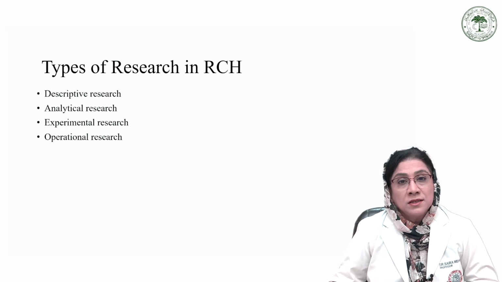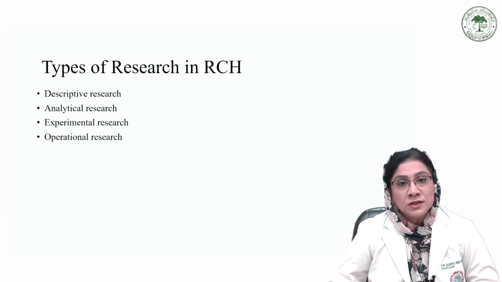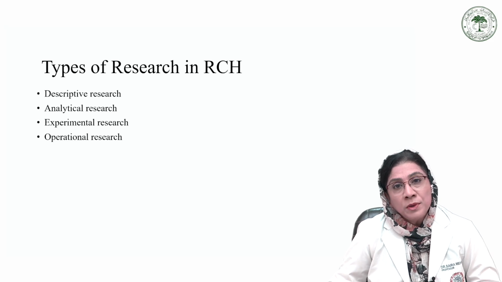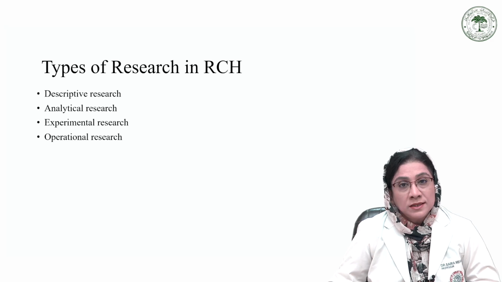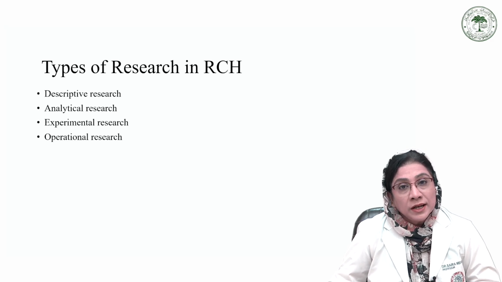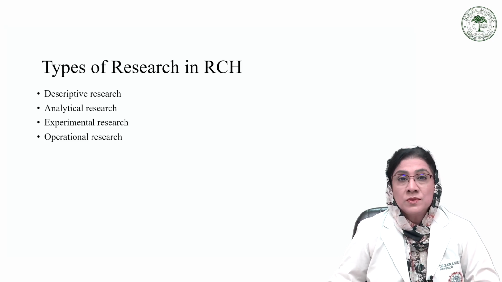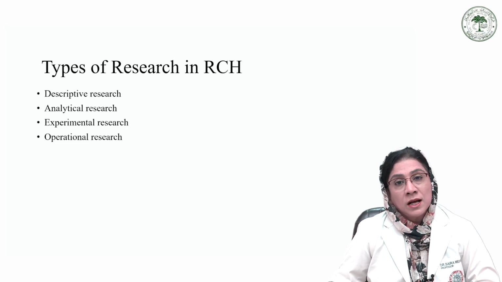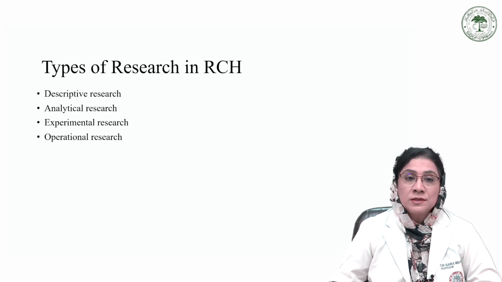RCH research can be classified into descriptive, analytical, experimental, and operational. Descriptive research documents the status quo, such as child mortality rates in a district. Analytical research looks at associations, like how maternal education affects child nutrition. Experimental research tests interventions, such as clinical trials of vaccines, while operational research focuses on how programs are implemented in the real world, asking practical questions like how to increase uptake of family planning services.